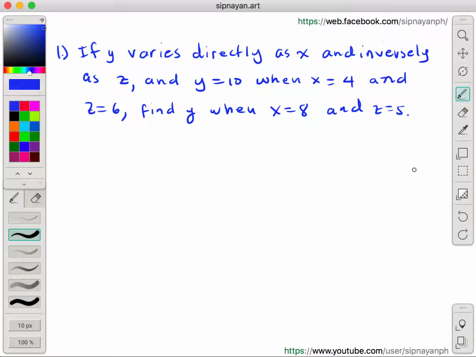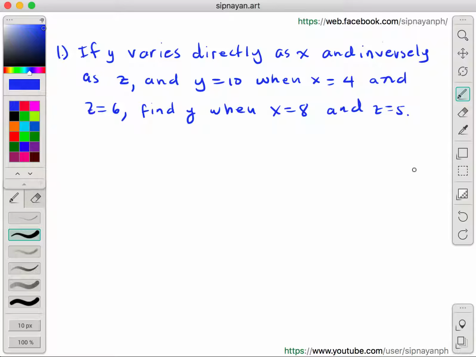In this video, itutuloy natin yung ating series about variation. In particular, kung sinusunod nyo yung ating series, ang pinag-uusapan natin ngayon ay ang combined variation. Pag combined variation, medyo halo-halo na siya. Meron na tayong direct variation, inverse variation, saka joint variation. Ang unang-unang requirement para ma-consider natin siya sa combined variation is that one variable varies with two or more variables at the same time.